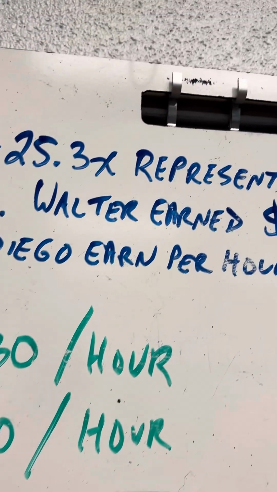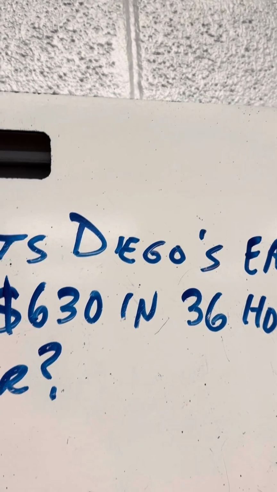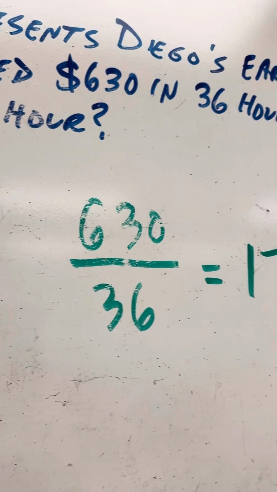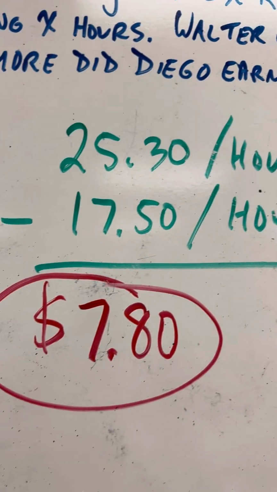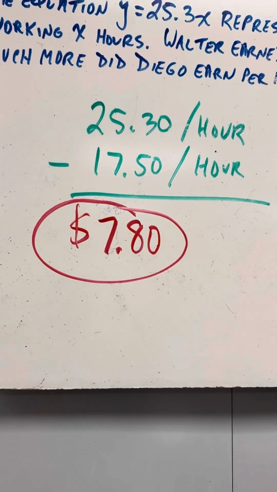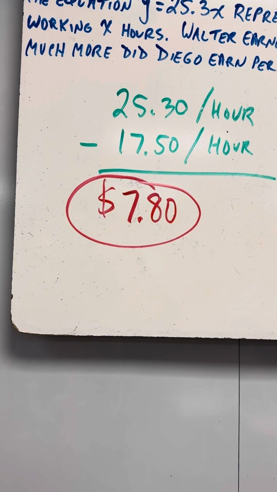So for Walter, you take 630 and you divide by 36. 630 divided by 36 is $17.50 per hour. Subtract the two and you get a difference of $7.80 per hour, okay?